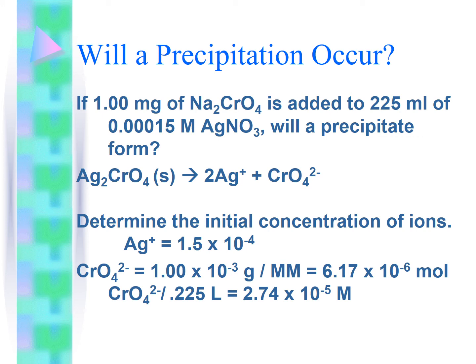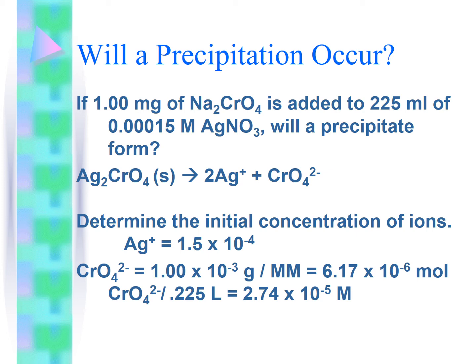We're going to write the equation, silver chromate dissolving into silver and chromate ions, and we need to determine the initial concentration of the ions. The silver we can find is 1.5 times 10 to the negative 4. We know that because it's coming from the silver nitrate, a soluble salt due to the nitrate ions. If that's completely soluble, and I started with 1.5 times 10 to the negative 4 molar, I'm going to get 1.5 times 10 to the negative 4 molar silver ions.